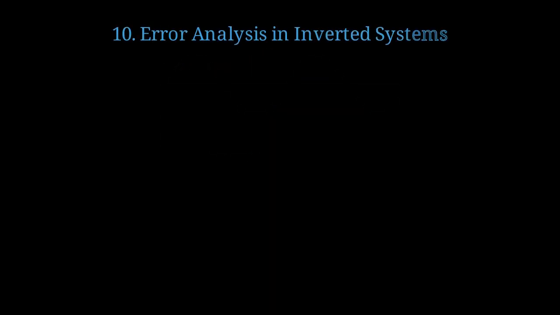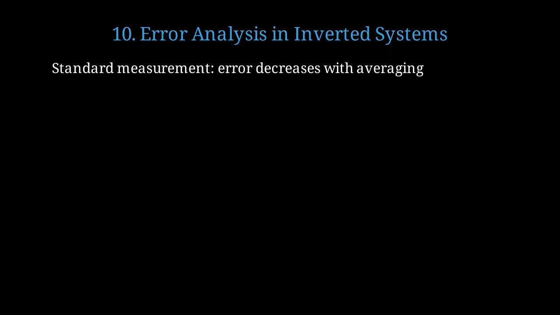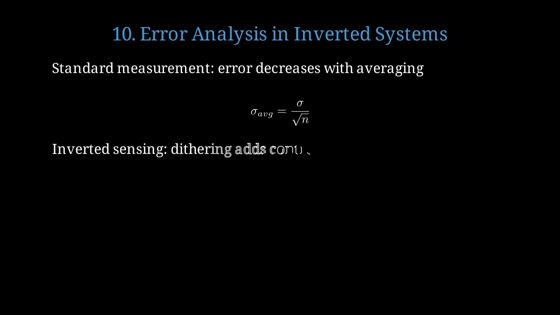When we invert systems, how does this affect measurement errors and uncertainties? In standard measurement systems, error decreases as we average more samples according to the square root of n law. The standard deviation of the average equals the individual standard deviation divided by square root of n samples. In inverted sensing strategies like dithering, we deliberately add controlled error to reduce systematic bias.